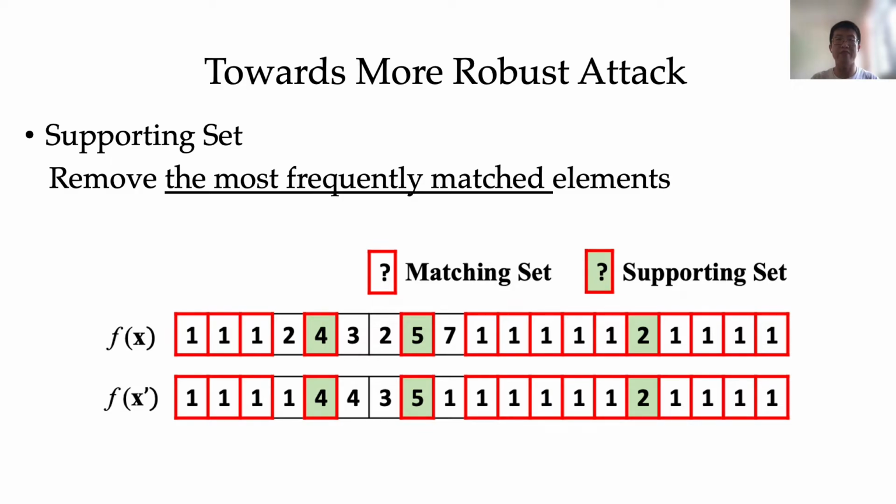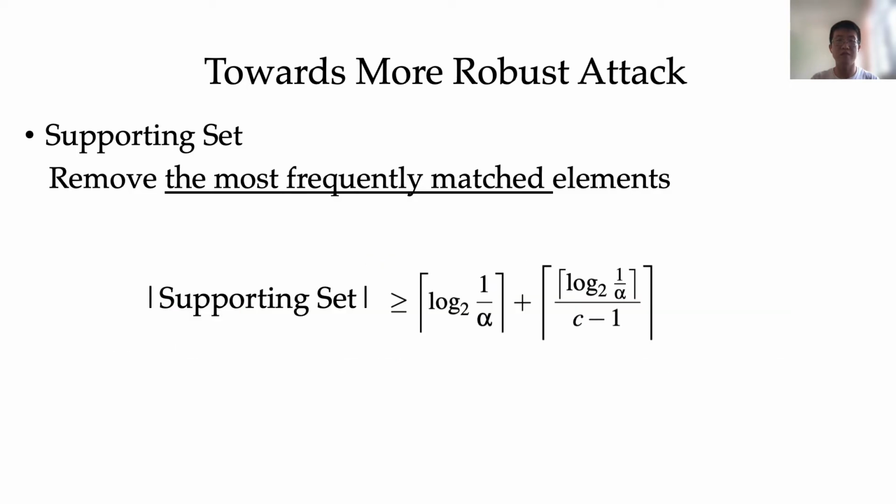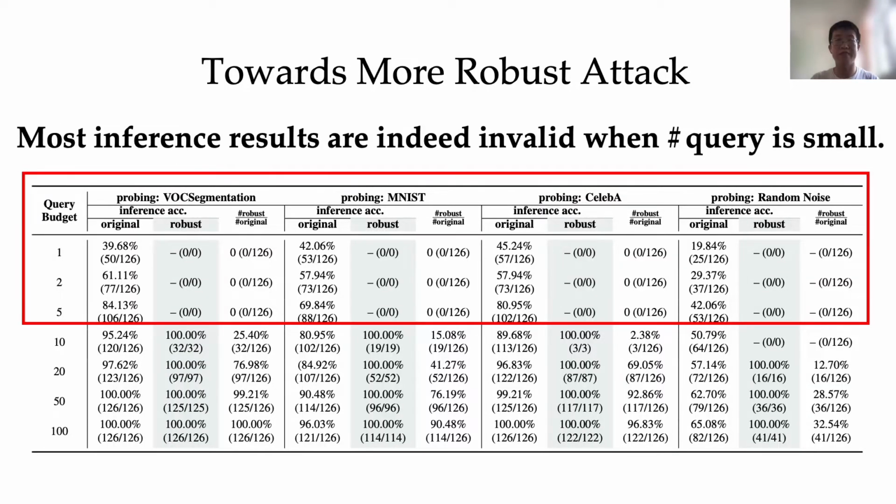We first define the supporting set. For all the matched responses, we remove the most frequently matched elements. The remaining elements compose the supporting set. Then, we have the following statement. We think the inference result is valid only when the size of the supporting set is no less than this lower bound. We observe that when the query number is not sufficiently large, most inference results are indeed invalid. Or, in other words, our original attack is not robust with too few queries.